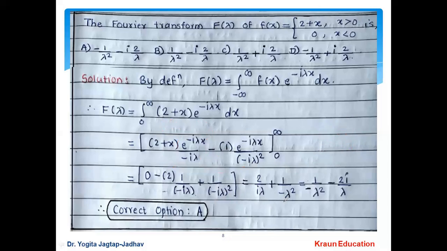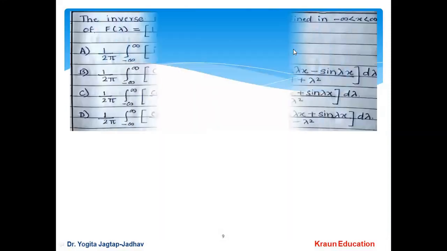Again, just rearranging as per requirement, you can see here 1 upon I becomes minus of I. Therefore the second term here is what? Minus 2I upon lambda. And therefore with this calculation, your correct option is A option. Now see the next example.